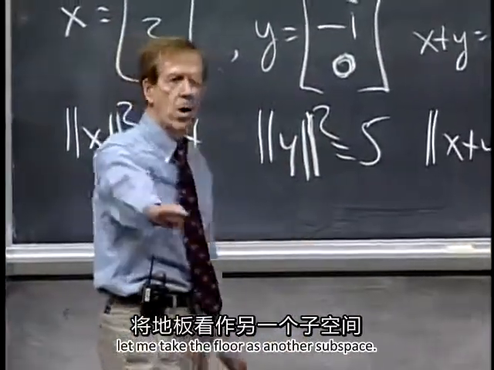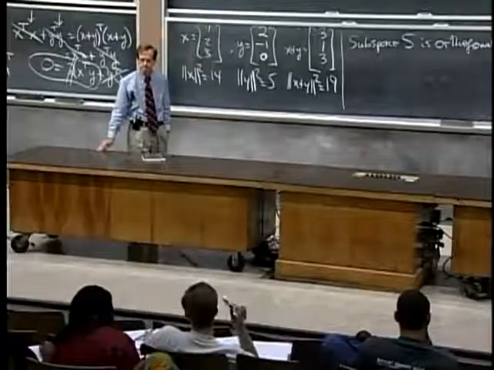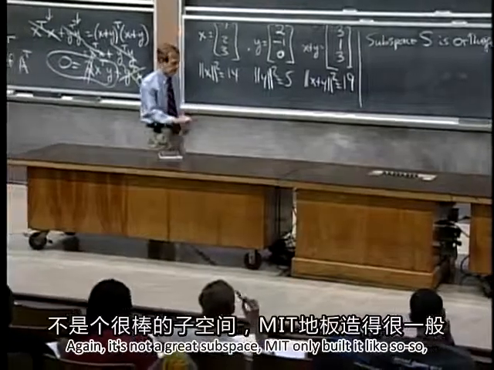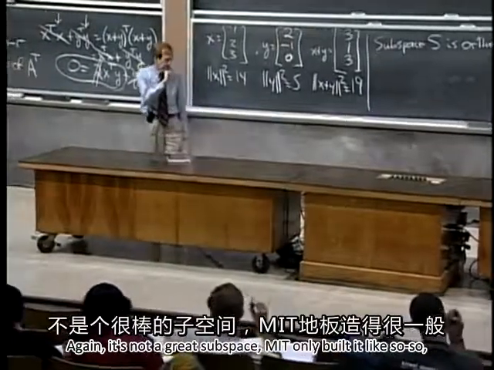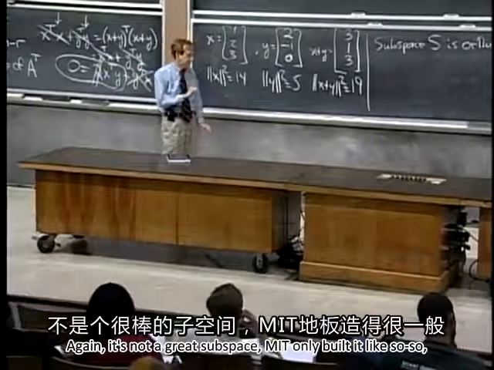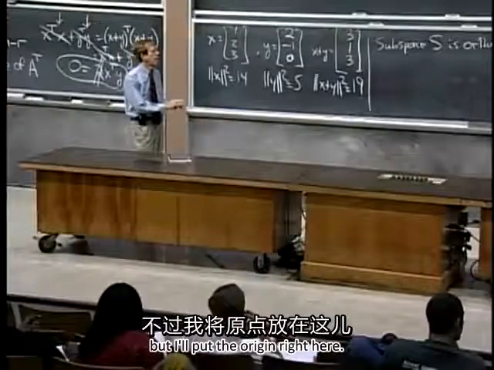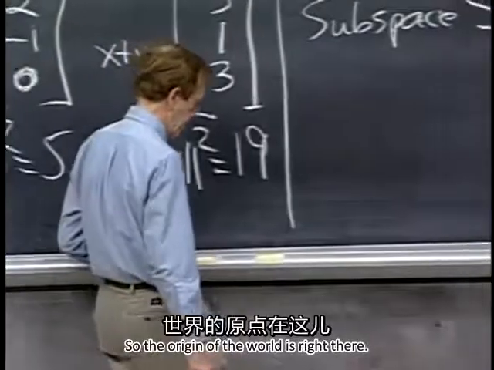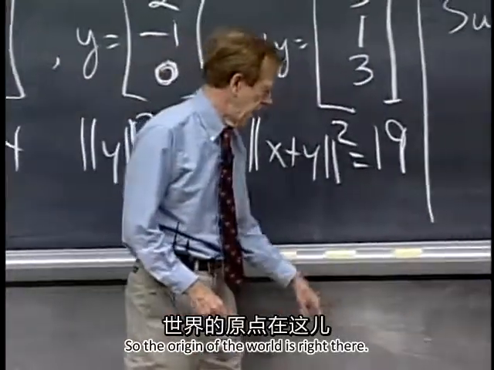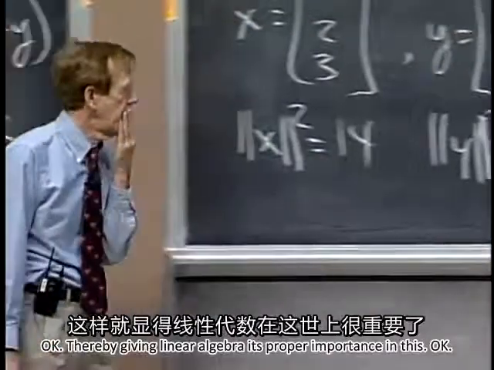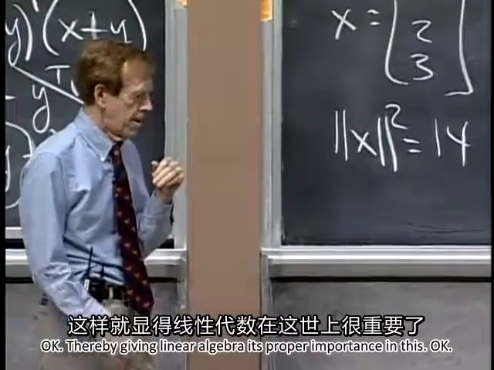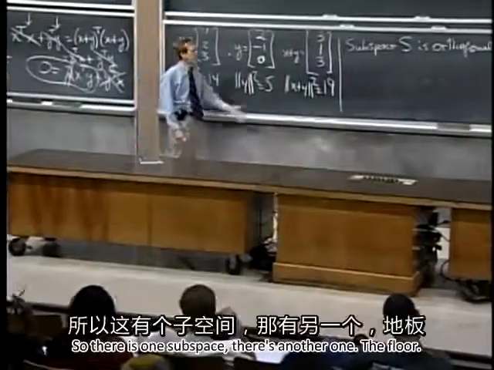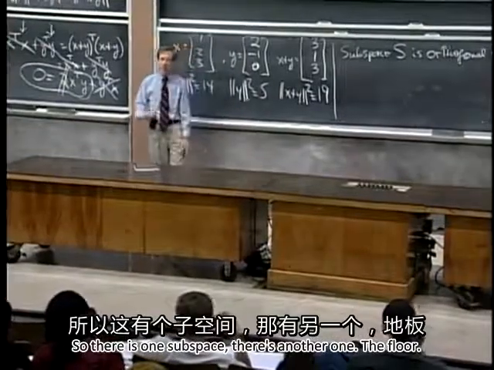Let me take the floor as another subspace. Again, it's not a great subspace. MIT only built it like so, but, and I'll put the origin right here. So the origin of the world is right there. Okay. Thereby giving linear algebra its proper importance in this. Okay, so there's one subspace, there's another one, the floor.